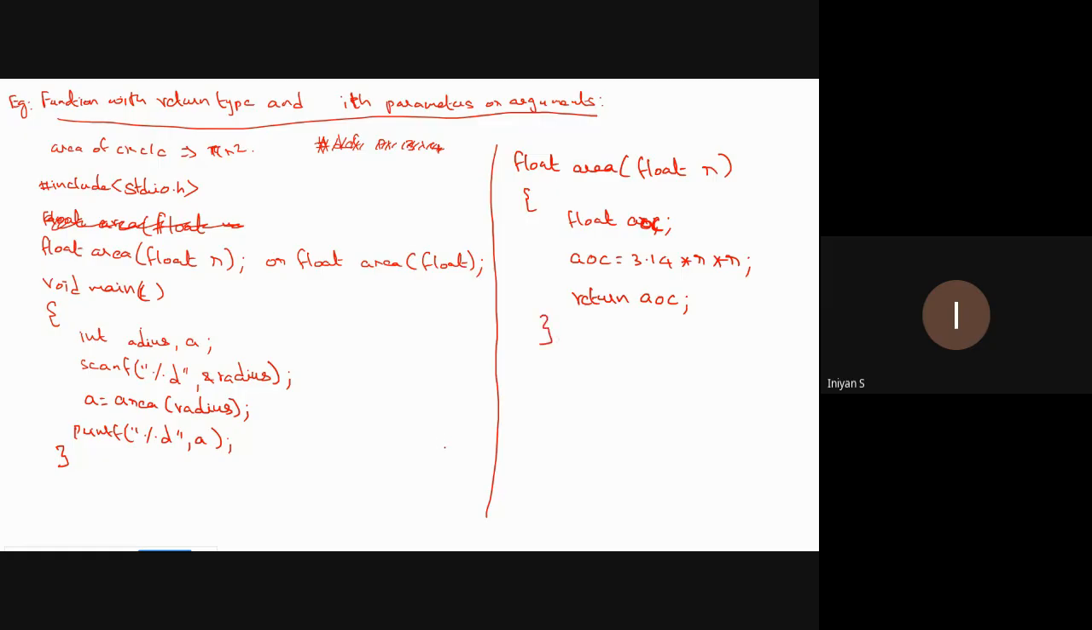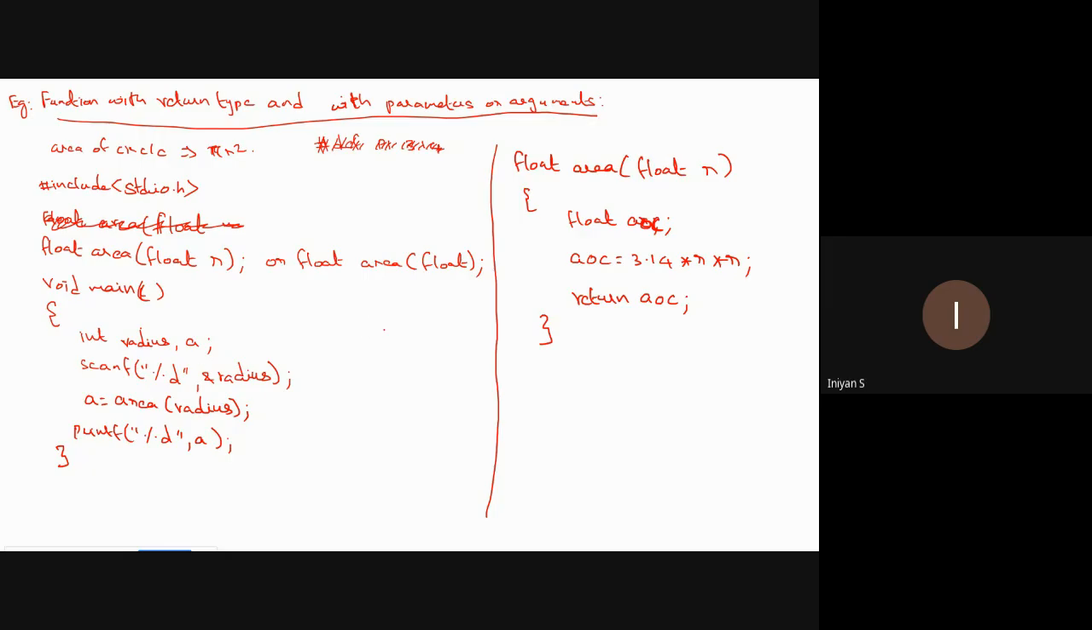Got it? So this program is a function with return type and with parameters. Function with return type, so float is there, with parameters. So how will you write the program? This is called radius. I got the input because parameters should be passed. That's why I got the input, so that input is passed.